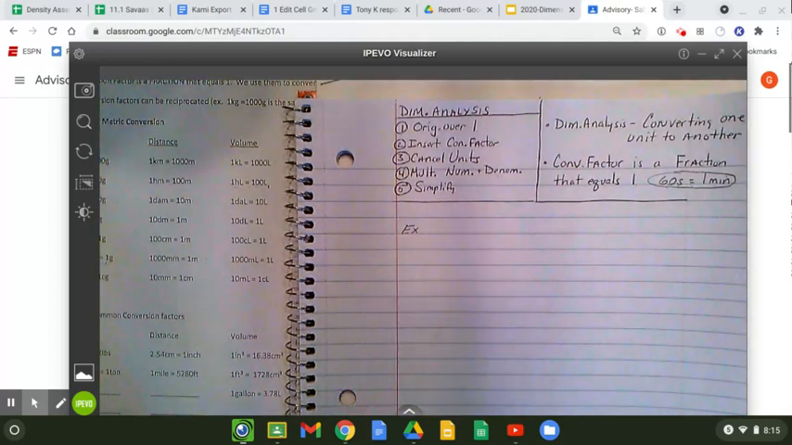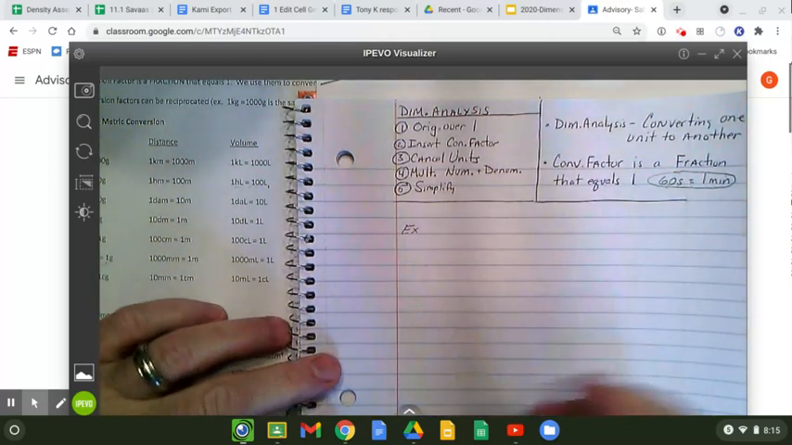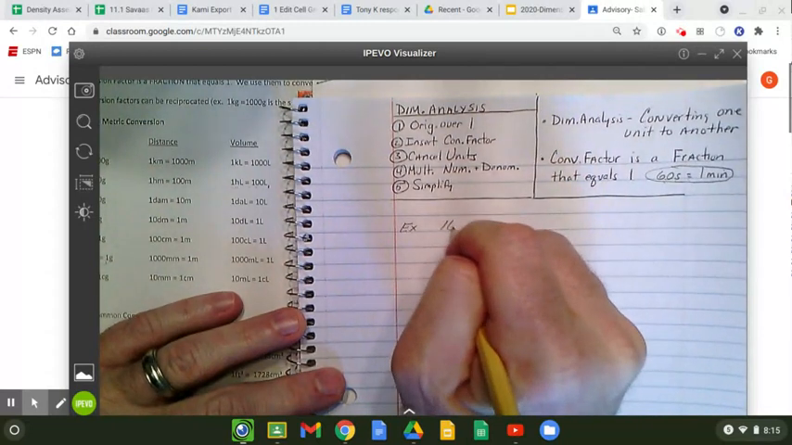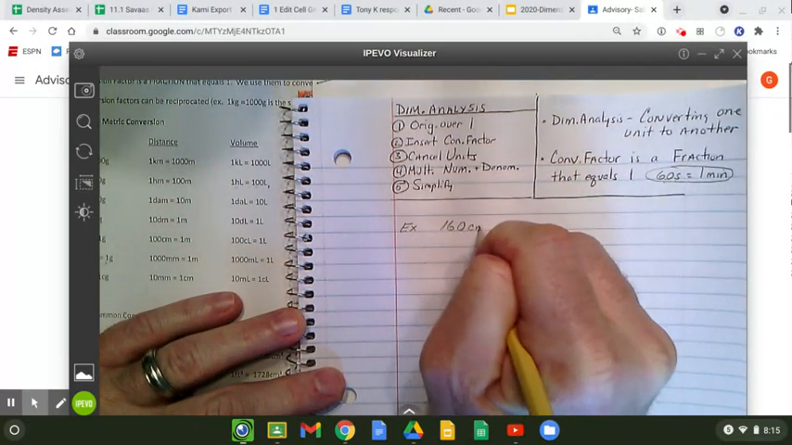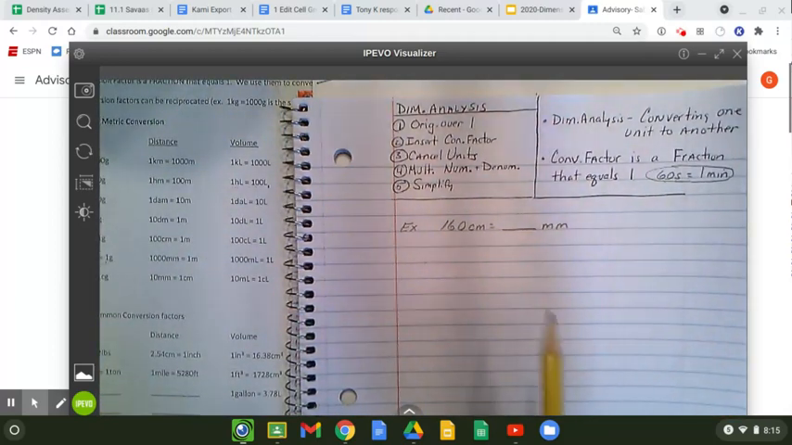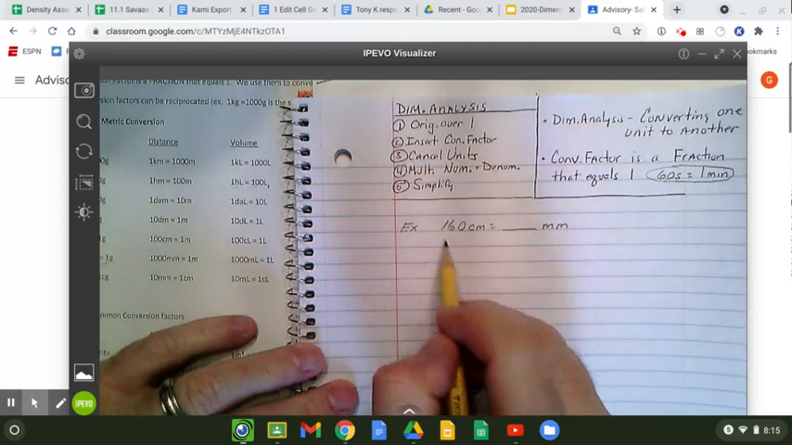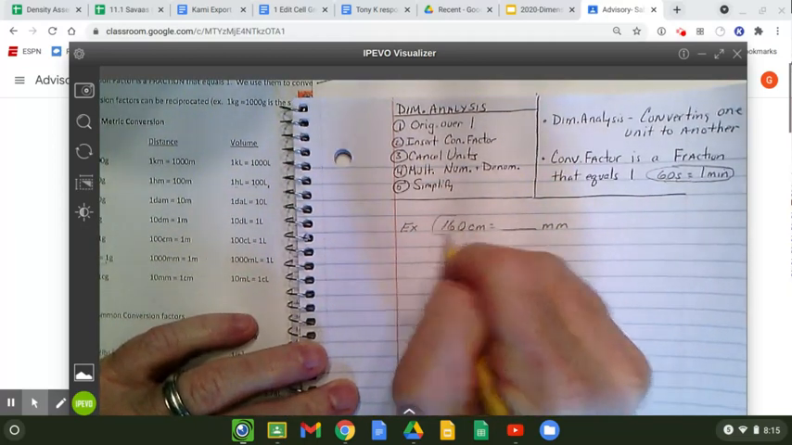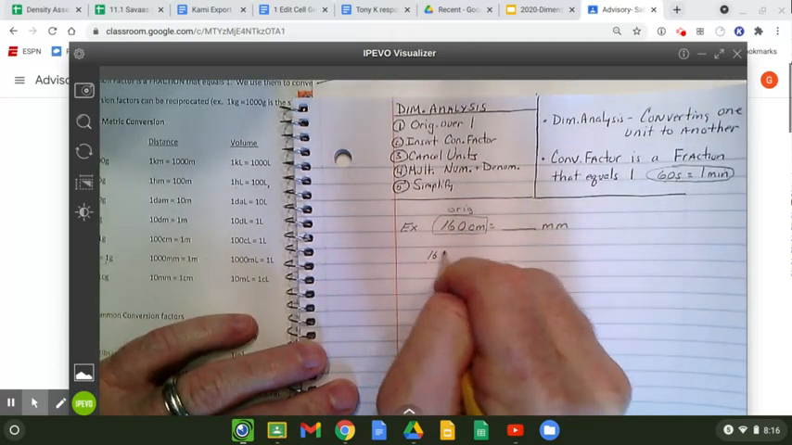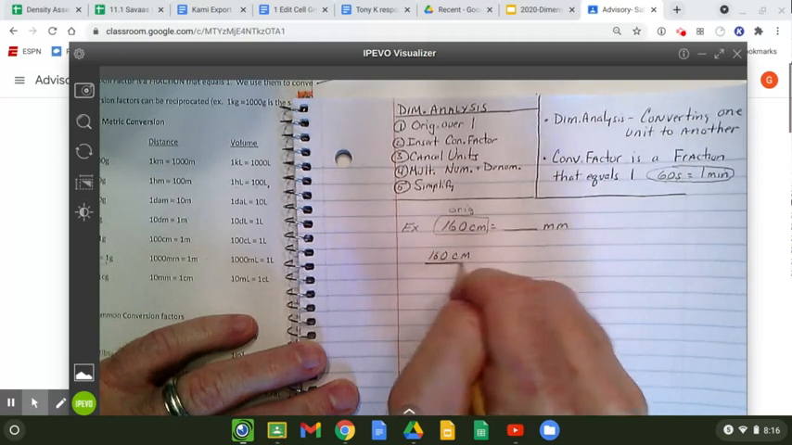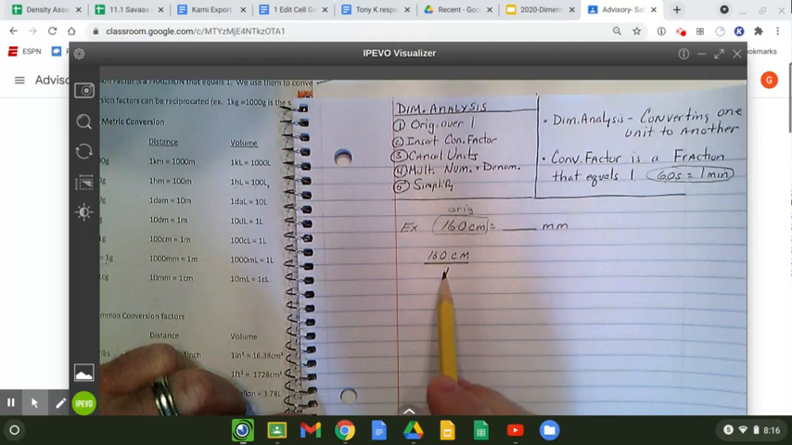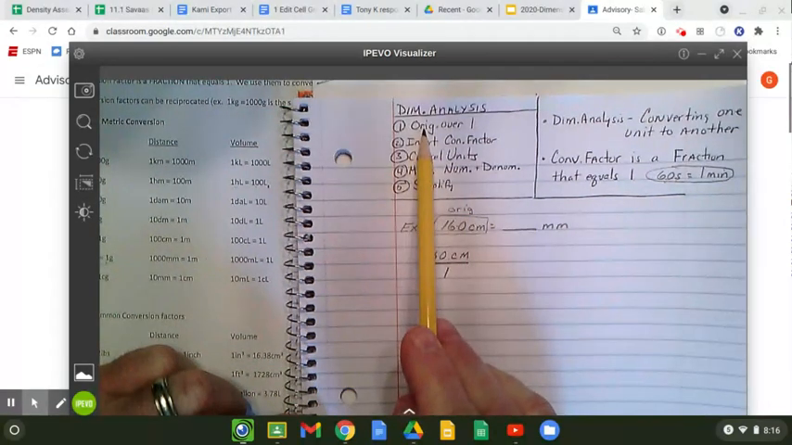So what I want to do is a couple of examples, and then I will leave you with a couple that you can try on your own. The first one, we got 160 centimeters, and we want to convert that to millimeters. Now I know you could use the metric bar, but we're going to use conversion factors here. So the first thing I'm going to do: this number on the left is my original, so I'm going to put that over 1. So 160 centimeters over 1. I'm going to make this a fraction, so this number is the same as this. That's what my step number 1 said.